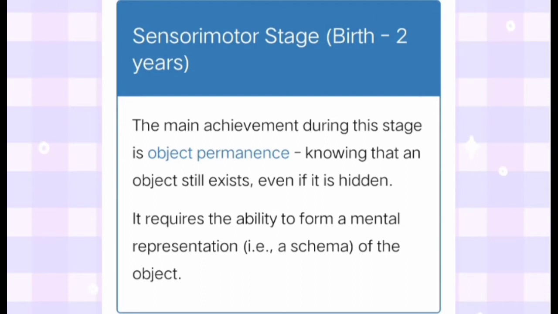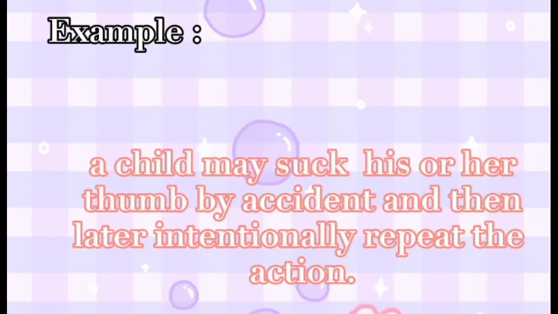The main achievement during this stage is object permanence, knowing that an object still exists even if it is hidden. It requires the ability to form a mental representation, i.e. a schema of the object. Example, a child may suck his or her thumb by accident and then later intentionally repeat the action. So, these actions are repeated because the infant finds them pleasurable.